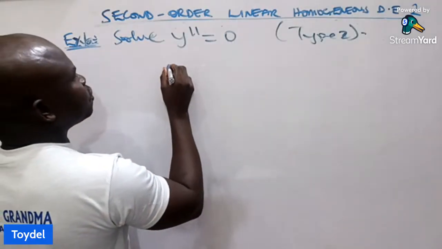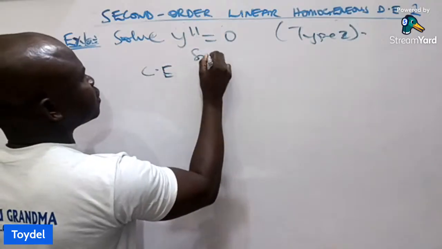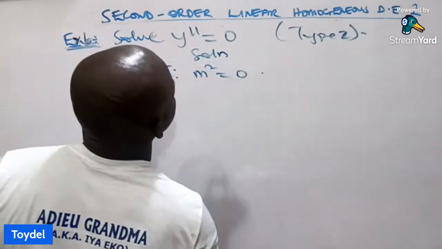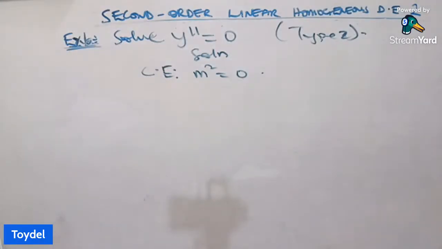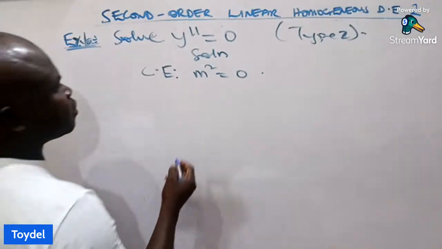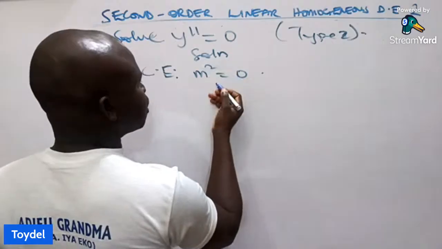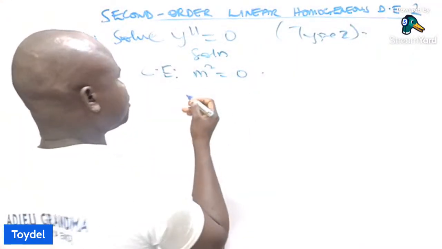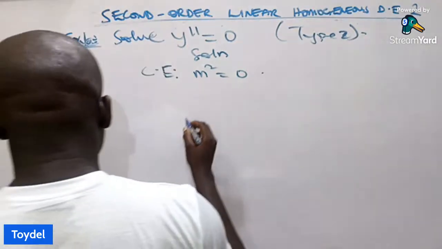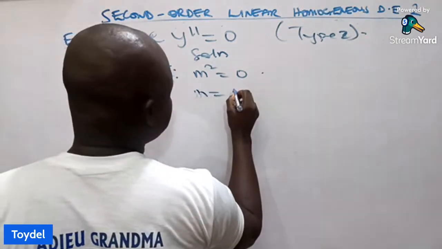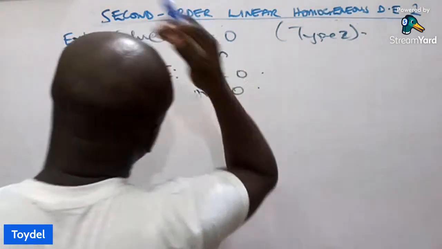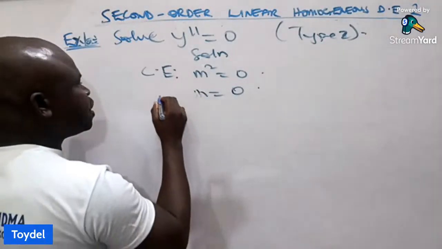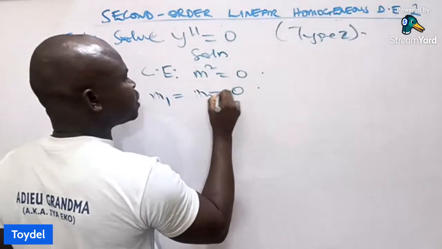So the characteristic equation in this case will be m squared equal to 0. That will be the characteristic equation. So if m squared is equal to 0, then if you take the square root, that will be plus or minus. So m is going to be plus or minus 0. If m is plus or minus 0, so here m1 is equal to m2 and it's going to be 0.